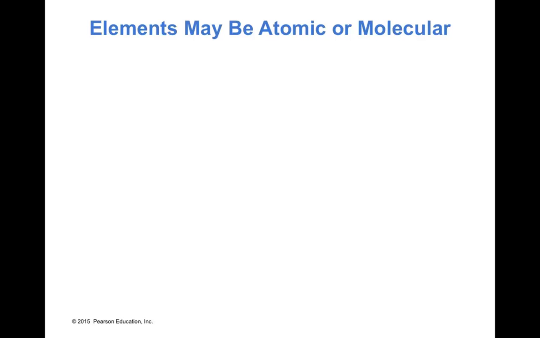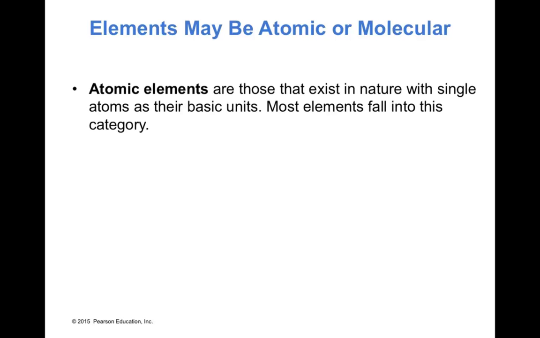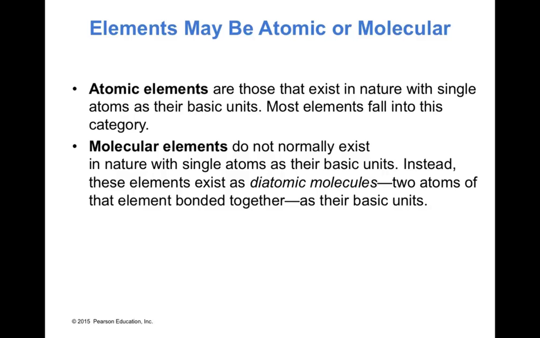So elements may be atomic or molecular. Atomic elements are those that exist in nature with single atoms as their basic units. Most elements fall into this category. Now, molecular elements do not normally exist in nature with single atoms as their basic units. Instead, these elements exist as diatomic molecules, two atoms of that element bonded together as their basic unit.